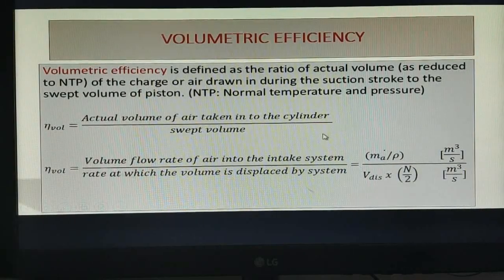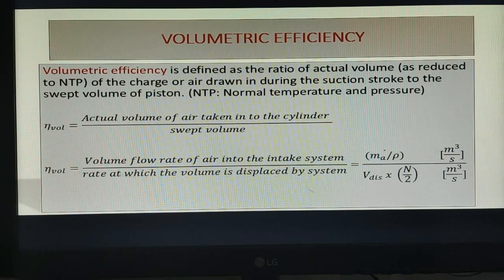Now, as we have seen the parameters, that is indicated thermal efficiency, brake thermal efficiency, specific fuel consumption, mechanical efficiency, the next parameter is the volumetric efficiency. Volumetric efficiency will give the suction capacity of the engine, that is how much air it has taken into the cylinder. Whenever we are calculating the volumetric efficiency, even though the air fuel mixture is taken into the cylinder, we have to consider only the amount of air that has entered the cylinder during the suction stroke. That actual amount of air we are comparing with the total swept volume.